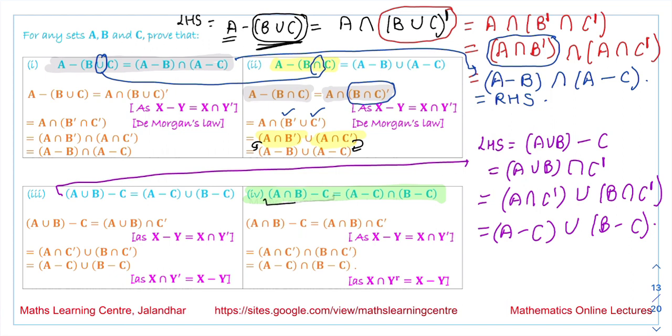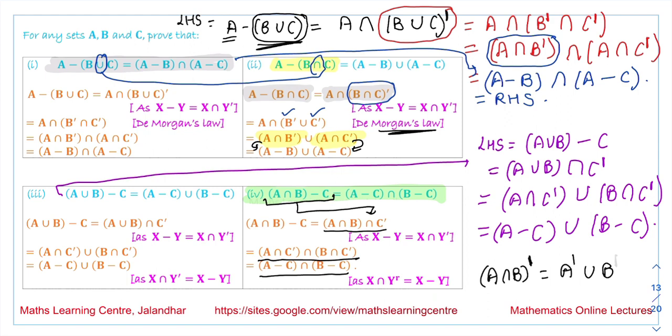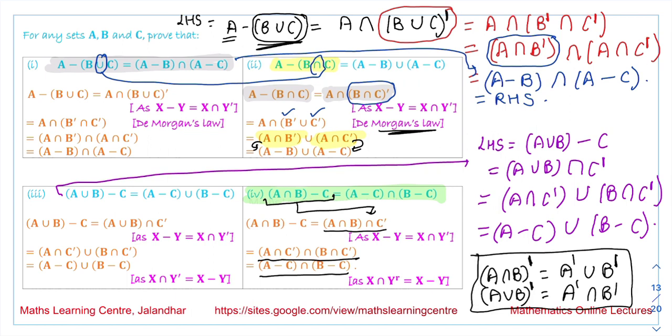So same thing we are doing over here. This time we have written it as A intersection B intersection C complement. We have separated these two terms and we obtain this answer. So in these four results, we have used De Morgan's law that says A intersection B complement is equal to A complement union B complement, and A union B complement is equal to A complement intersection B complement. So these are the results that we are using to prove these results.